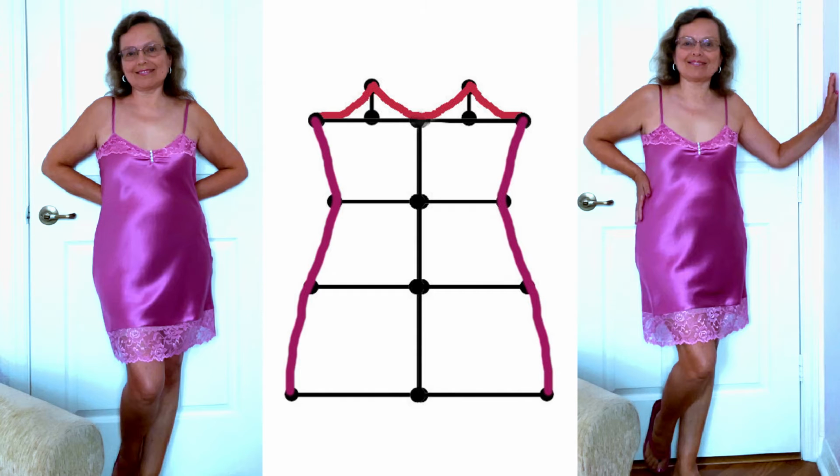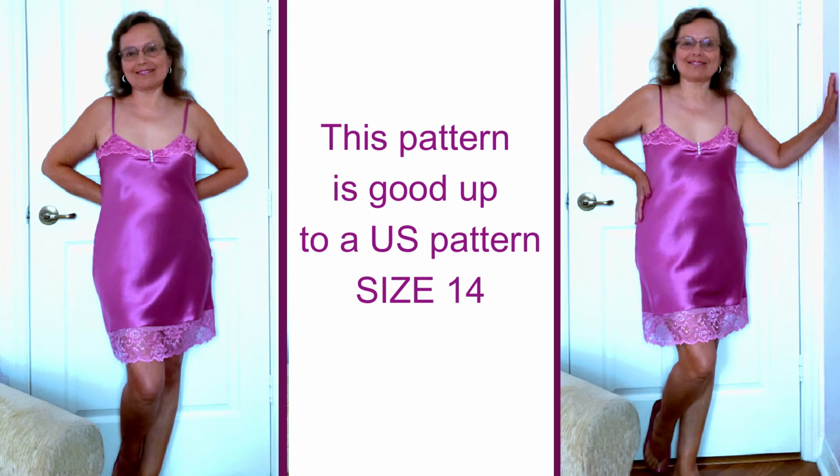The pattern of this bias cut slip dress is quite simple. The slip has only two side seams. The fewer seams you have for bias cut fabric, the easier it is to sew. This pattern is good up to US pattern size 14, but I'm not sure if this pattern will work for a full bust and sizes 16 and up.